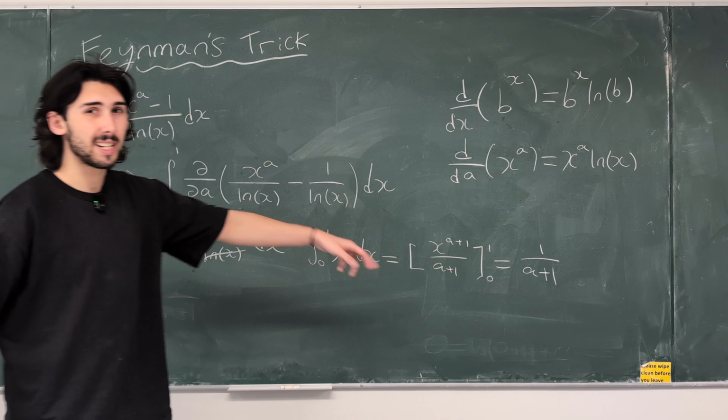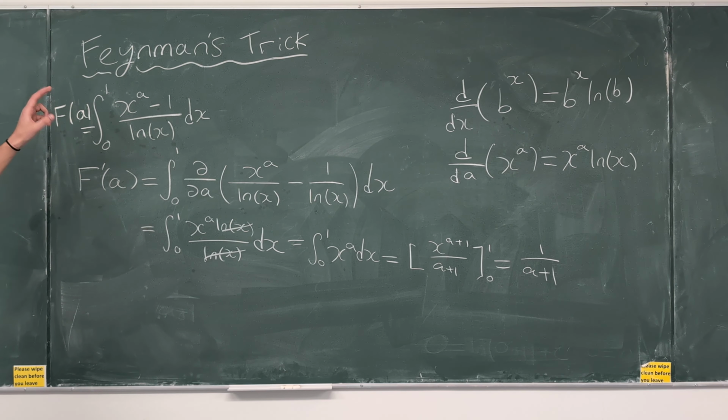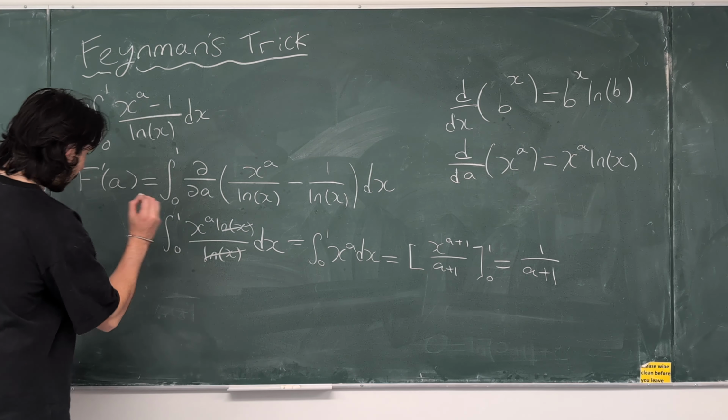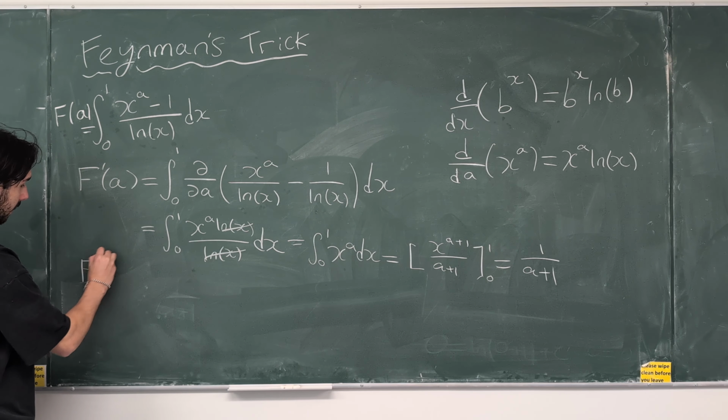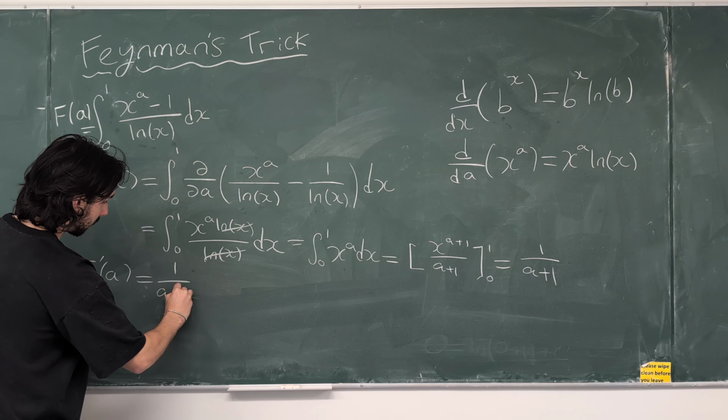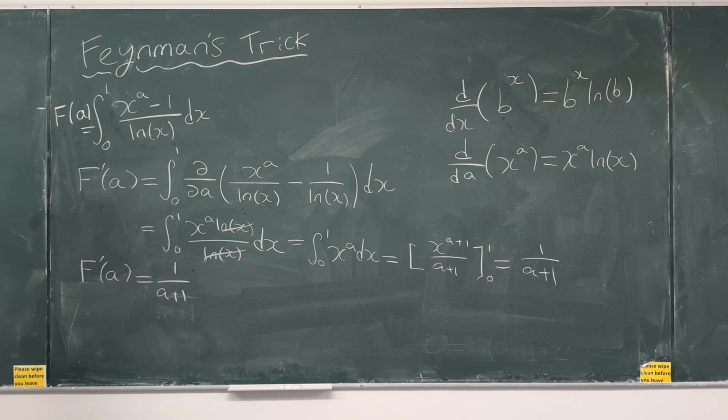So this is the derivative of this function that we're trying to find, okay? I'm trying to find what f of a is without the integral sign there. Now we know what the derivative is without an integral sign. The derivative is just 1 over a plus 1. So what that means is that the derivative of the function is 1 over a plus 1. So what can we do? Well, we can just integrate both sides now with respect to a.